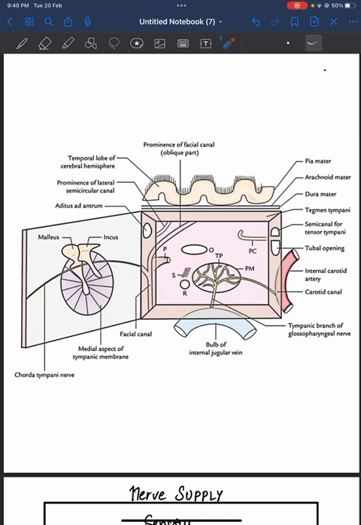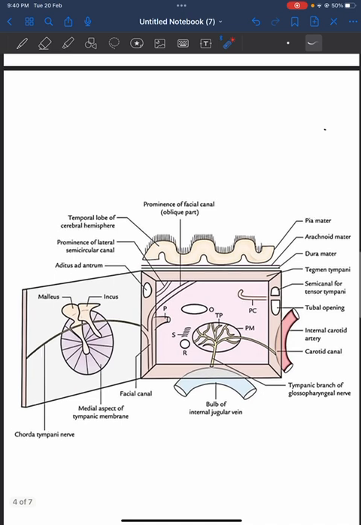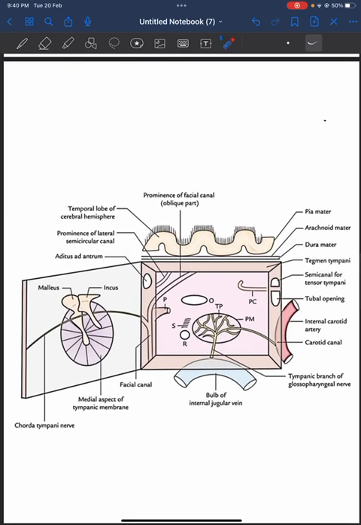Now we are left with the semicircular canals, as you know. In the semicircular canals we have three perpendicular canals, out of which there is a lateral semicircular canal. That lateral semicircular canal forms a prominence, and we can see the prominence over here. That's it. We are done with the middle ear contents and everything.